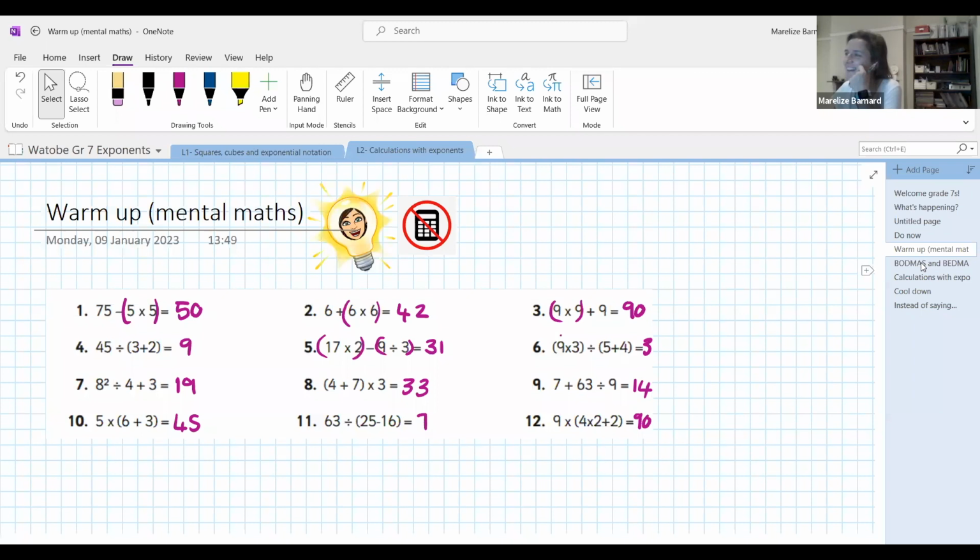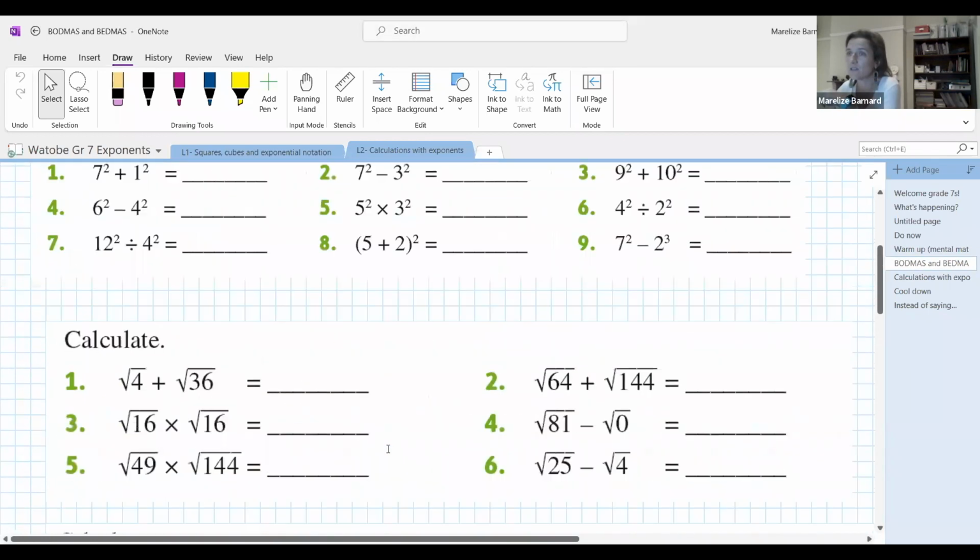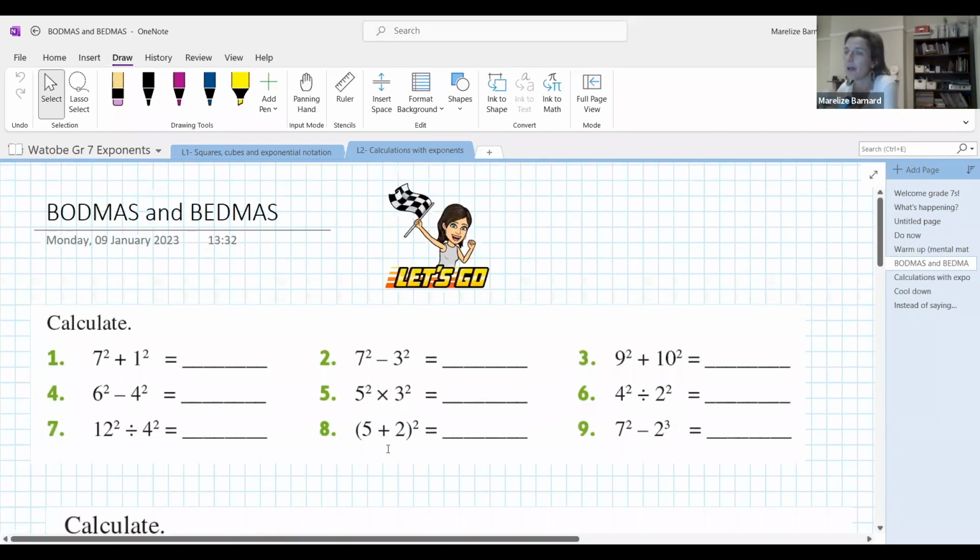Okay, well done, guys. I hope that you're seeing some improvement. And yeah, so that's what we're going to do next, is we're going to start mixing our operations with the new work that we are learning about exponents.